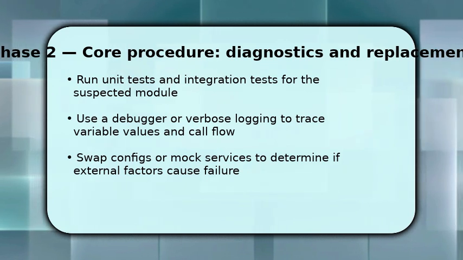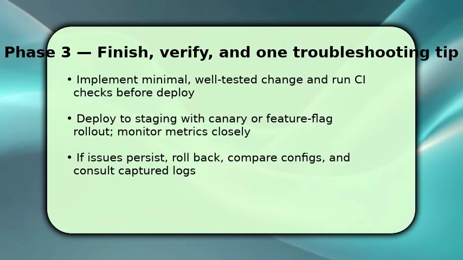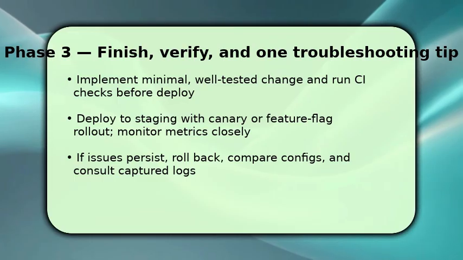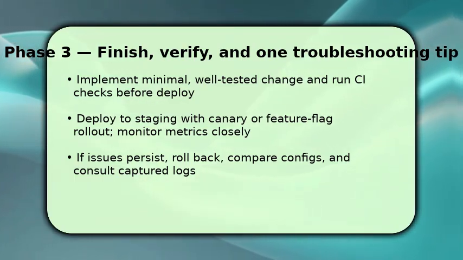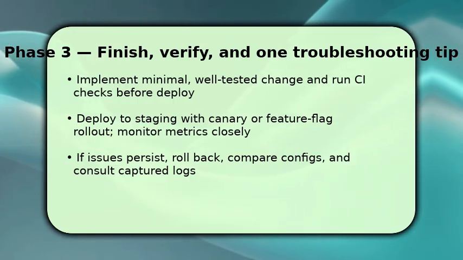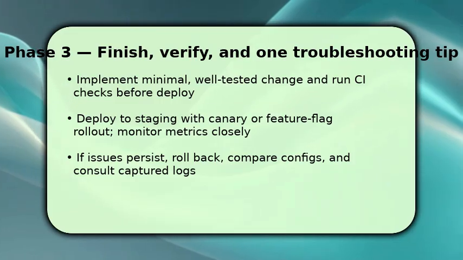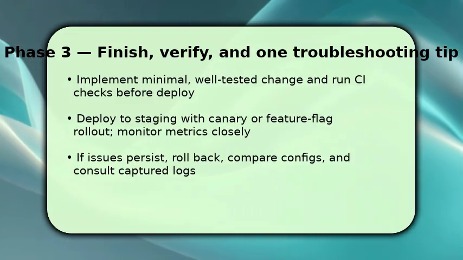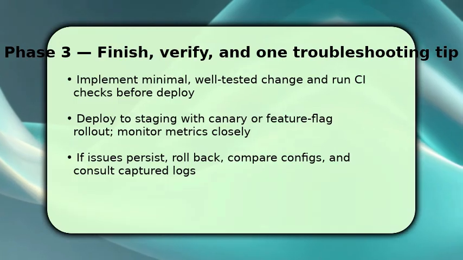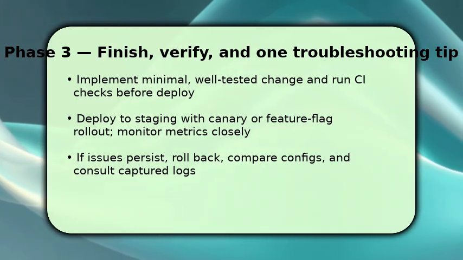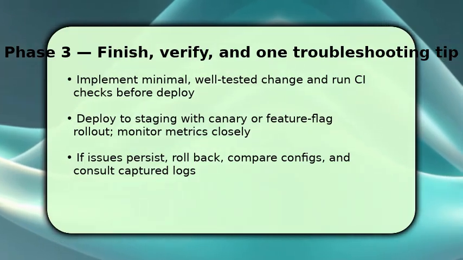Finish by applying a minimal, well-documented fix and run your CI pipeline, so tests and linting catch regressions. Deploy to staging and use a canary or feature flag so you control exposure and monitor error rates, latency, and logs. Confirm the specific scenario that failed now succeeds, then promote to production gradually. If problems continue, roll back immediately, compare active configurations with known good snapshots, and revisit logs for differences. This rollback-first approach prevents cascading failures.